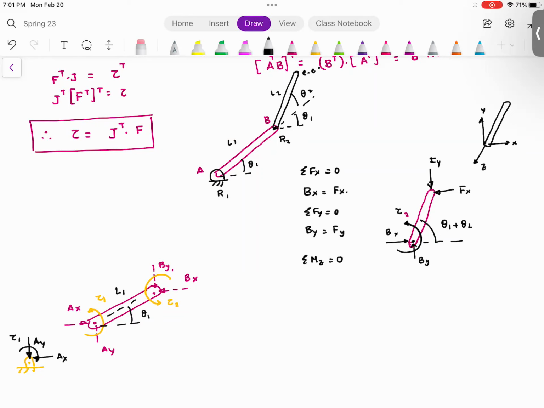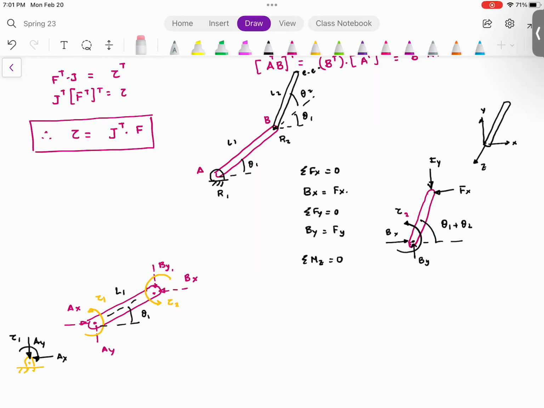No, I'm just assuming the force is F. So it could be a force at an angle, right? So it could be at an angle. So I'm just resolving it into Fx and Fy for simplicity. So Fy could be zero, Fx could be zero, or both could be zero. But just for the most general case, this is what it is.